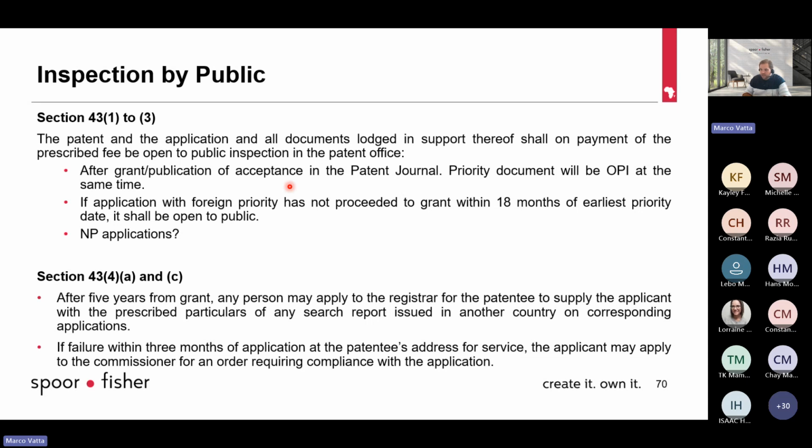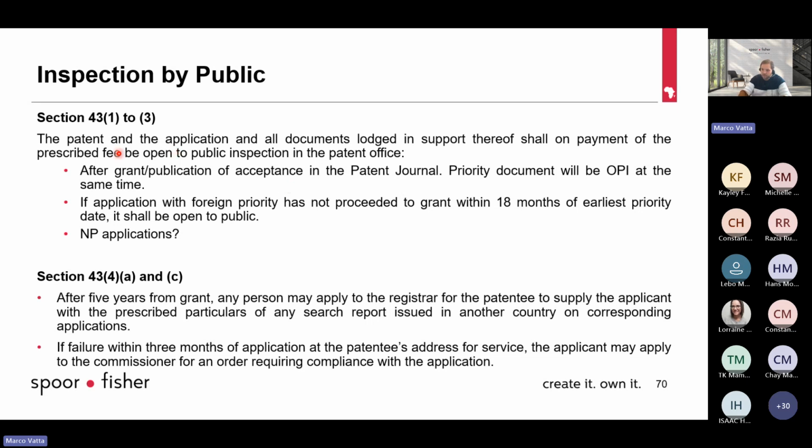It states that the patent and the application and all documents lodged in support of the application are open to public inspection in the patent office after grant or publication of acceptance in the patent journal. The priority document will be open to public inspection at the same time. So upon grant, if the application with a foreign priority has not proceeded to grant within 18 months of the earliest priority date, it shall be open to the public.